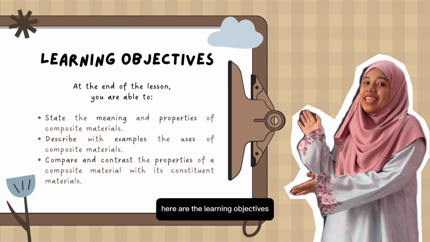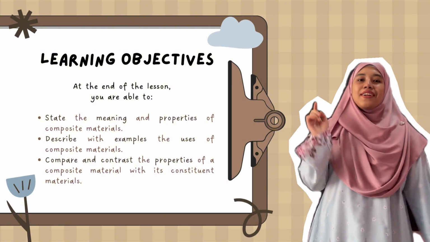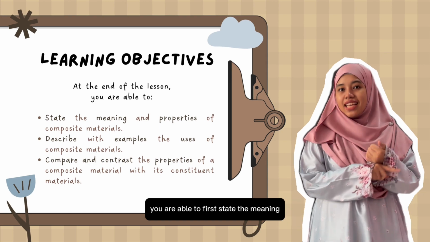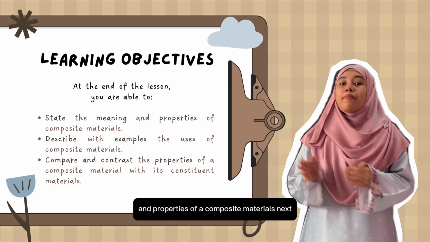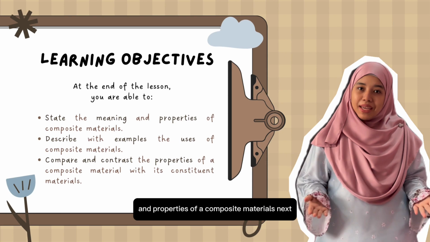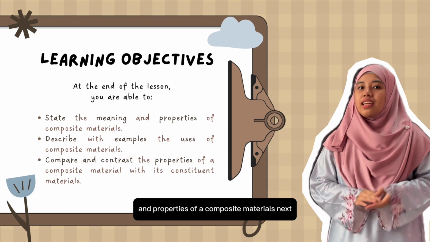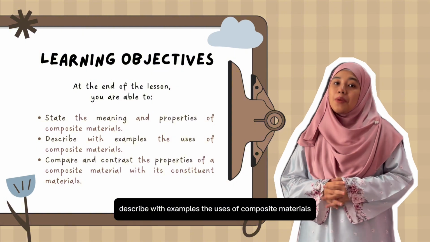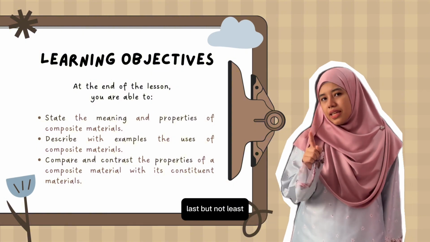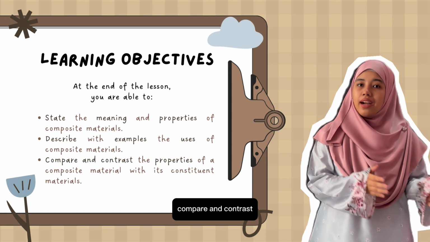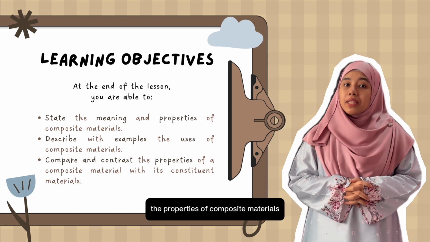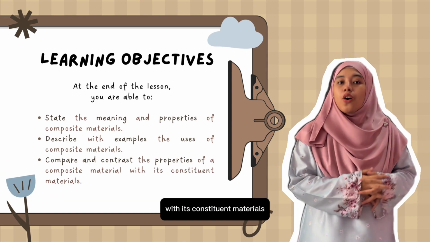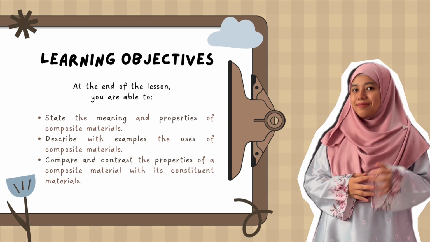Here are the learning objectives. At the end of the lesson, you are able to first, state the meaning and properties of composite materials. Next, describe with examples the uses of composite materials. Last but not least, compare and contrast the properties of a composite material with its constituent materials.